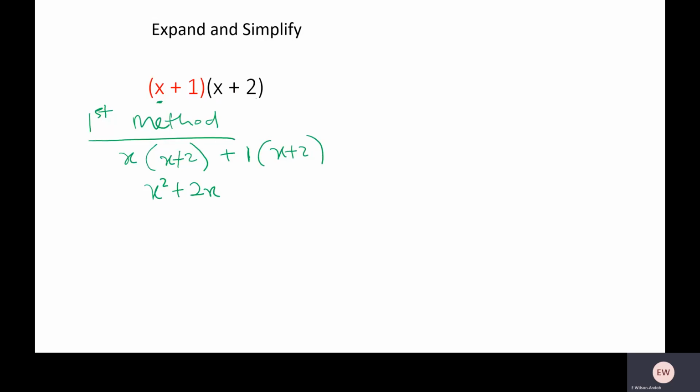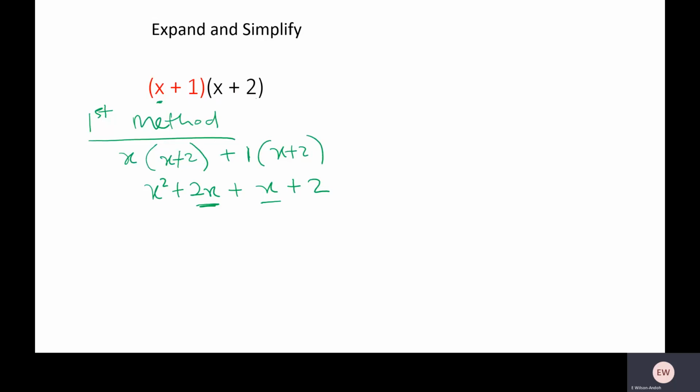Then we come to the second bracket, which will give us 1 times X is X. Then 1 times 2 will give us 2. Now we have to group like terms. If you don't know how to simplify like terms, then I will urge you to watch my video on simplifying algebraic expressions by collecting like terms. So in this expression, we have 2x because it is x to the power of 1, and then we have x here, x to the power of 1. So these two are the like terms. So we have to put them together.